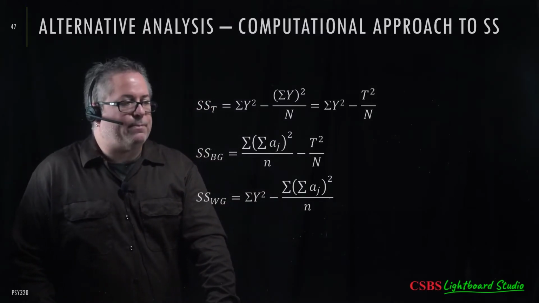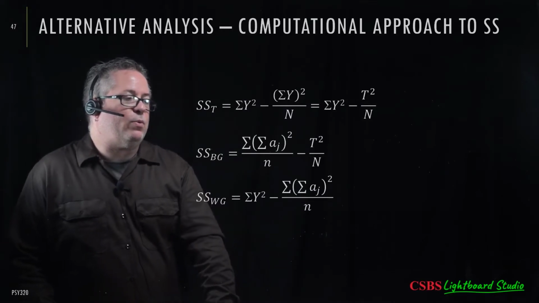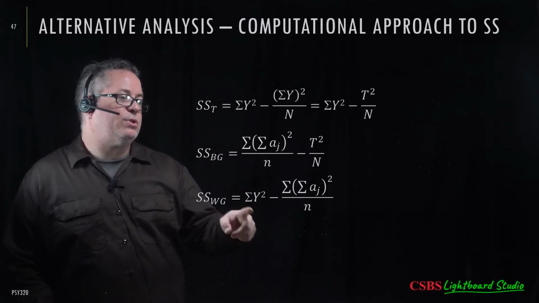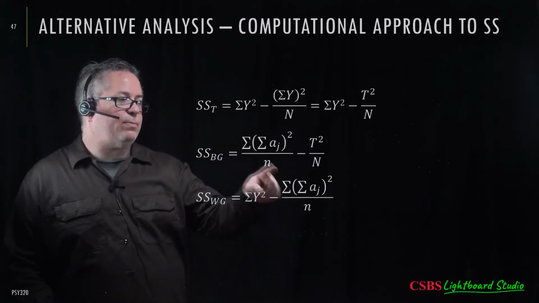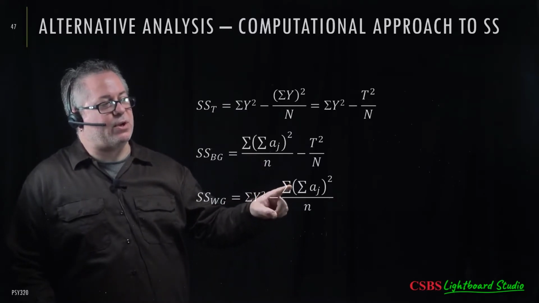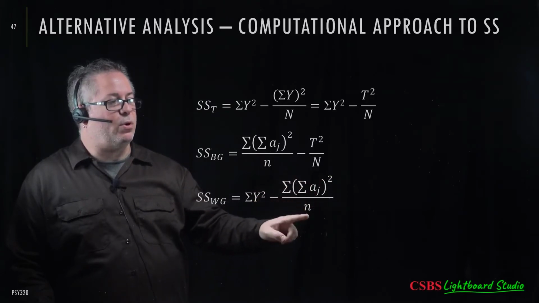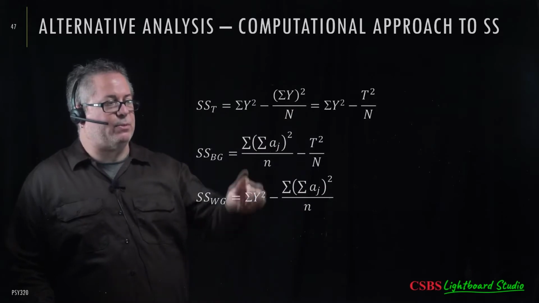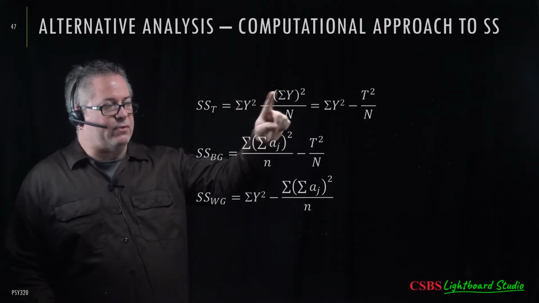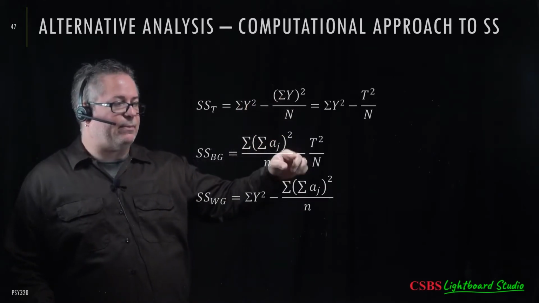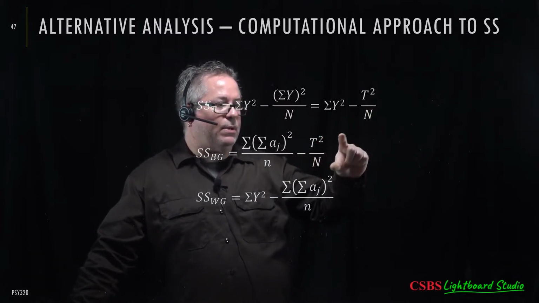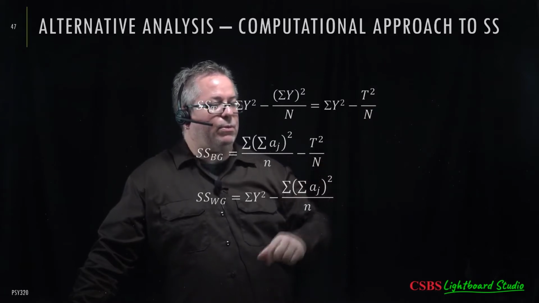And then you have the sum of squares for within groups, which is the sum of y squared minus the part we just saw in the between groups, which is the sum of aj squared over n. So you see, the reason this becomes a lot faster to compute is that as soon as I compute this or this, they pop up again. As soon as I compute, say, the total squared over n, it pops up again here. So I don't have to compute it twice.